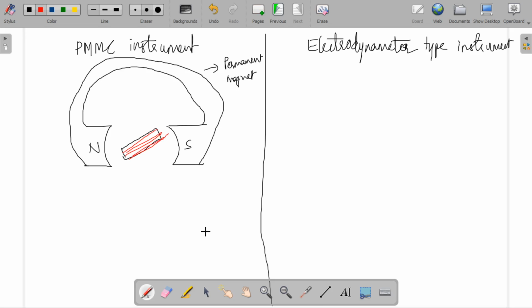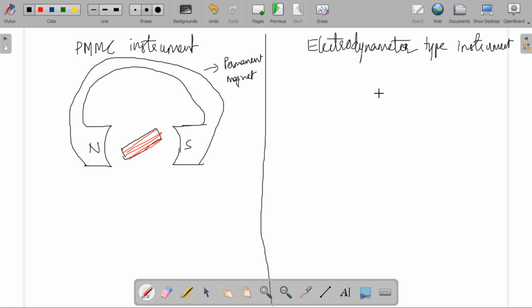This is the top view of the moving coil. This moving coil is connected to the spindle, and the spindle carries the pointer. If the coil is moving, the spindle will be moving, and the pointer gives deflection, moving from zero. So inside this magnetic field, we place the moving coil. This instrument works based on the motoring principle.